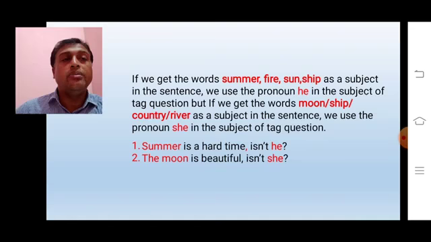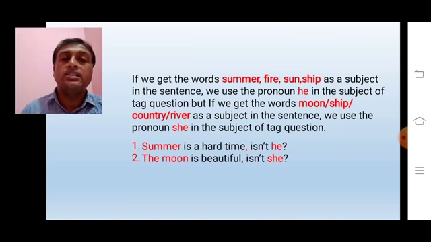Again, if you find moon, sheep, country or river in a sentence, you will write she as the pronoun of these words, because these words are regarded as feminine words. Again, we can write it in lieu of these words because these words are lifeless objects. Look at the example. The first example is summer is a hard time.